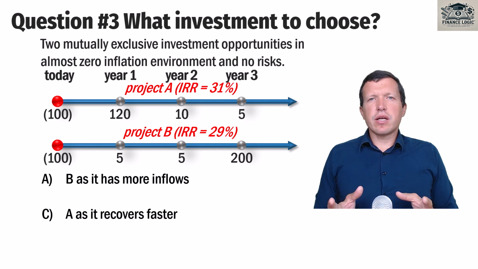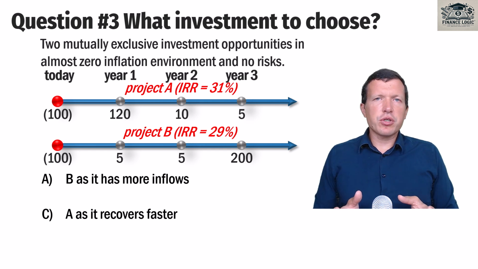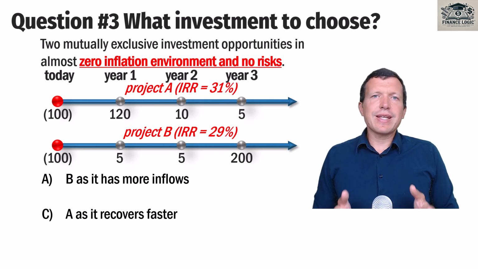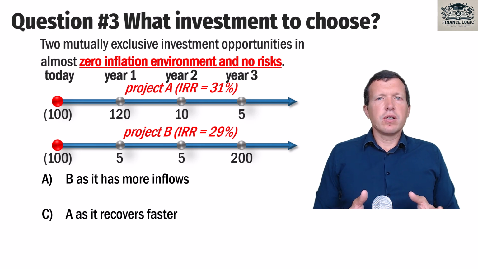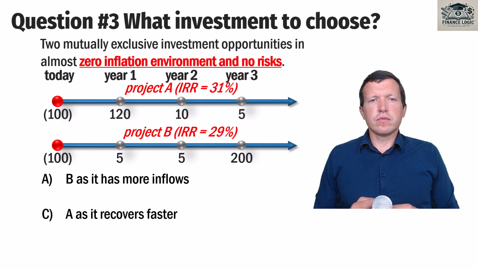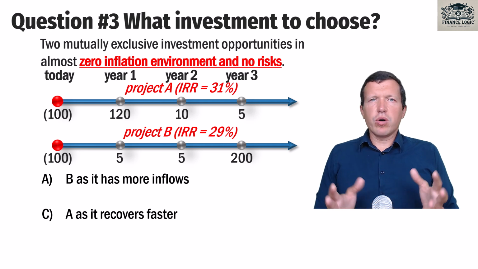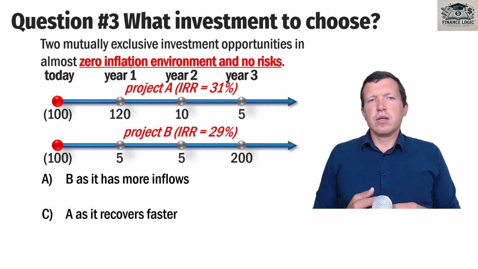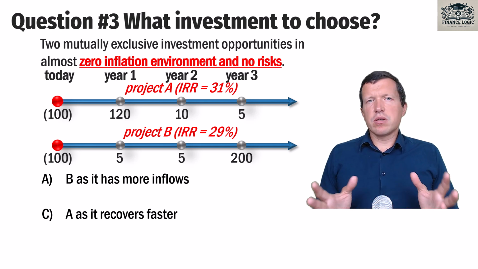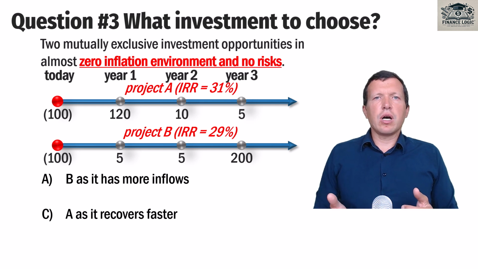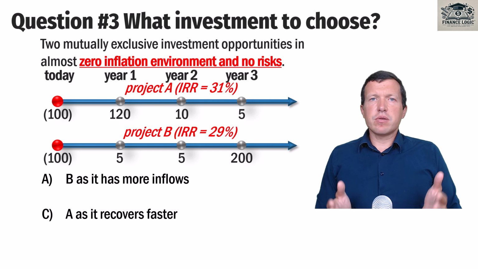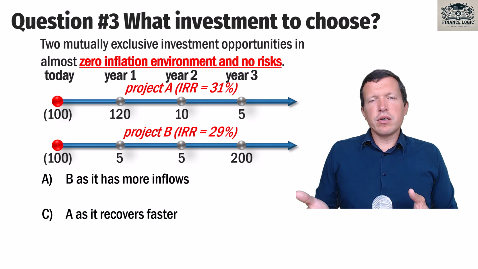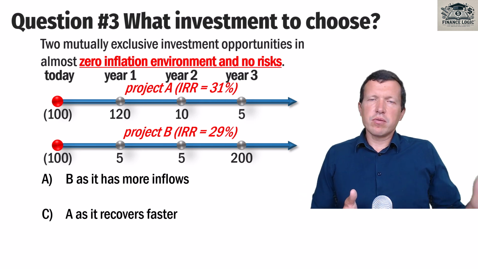So now let's take a look at very important information in the scenario, information about zero inflation environment and no risks. It assumes that when we have low or zero risk, it's always better to receive more money. When we have zero inflation and no risks, it means that money in future are almost the same as money today. That is why it is better to receive more money but later than less money but faster.